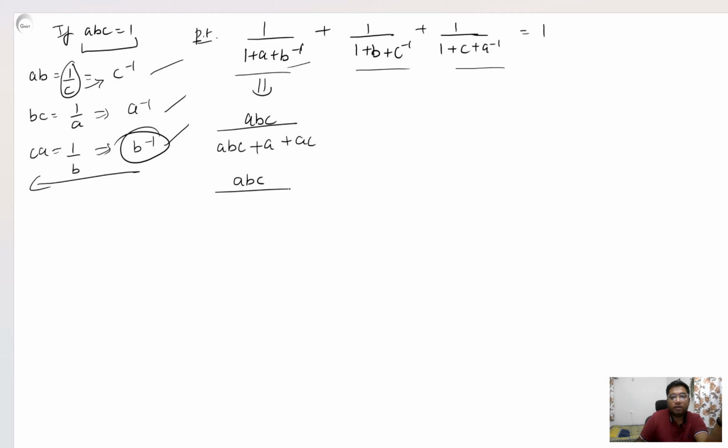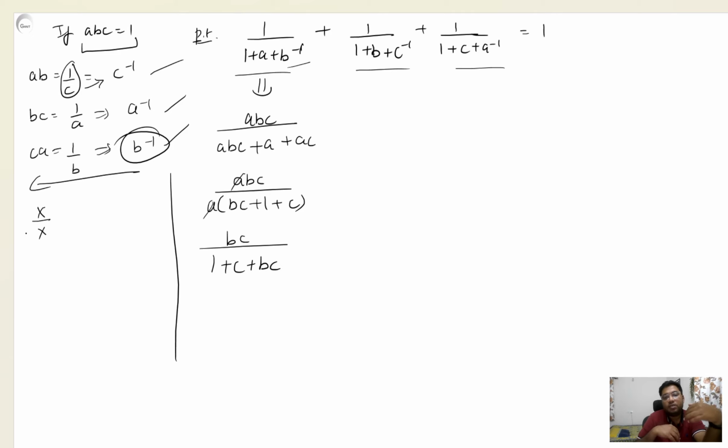Now ABC over A can be taken out common, BC plus 1 plus C, and A cancels out. What do I have? BC over 1 plus C plus BC. Now, if you remember what we just talked about, we want something upon something. We want same numerator and same denominator. That's what we are chasing. If you notice here, the denominator has 1, C and BC. The numerator already has a BC. So what are we chasing now? We are chasing a 1 and a C in the numerator. The moment we get that, our job is done.